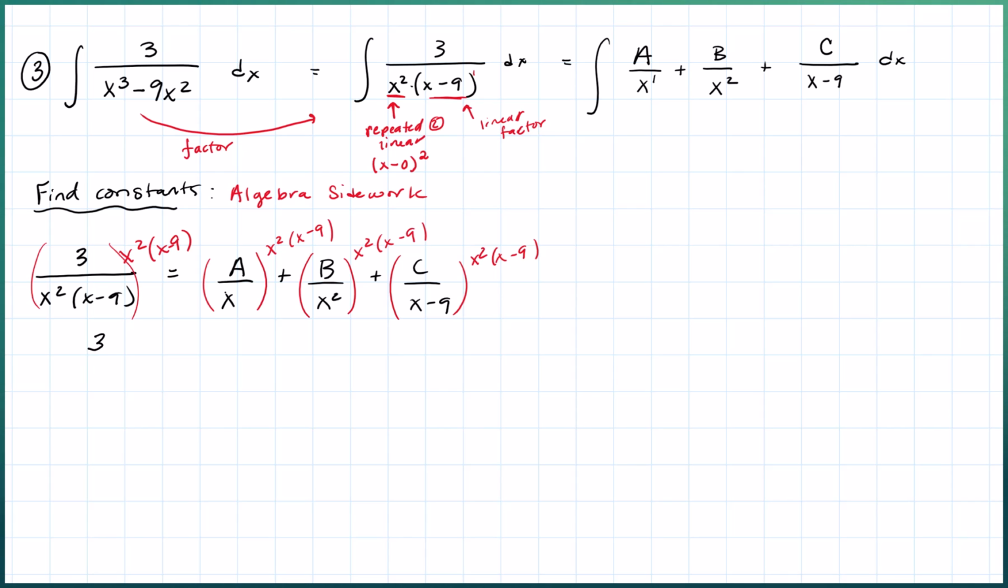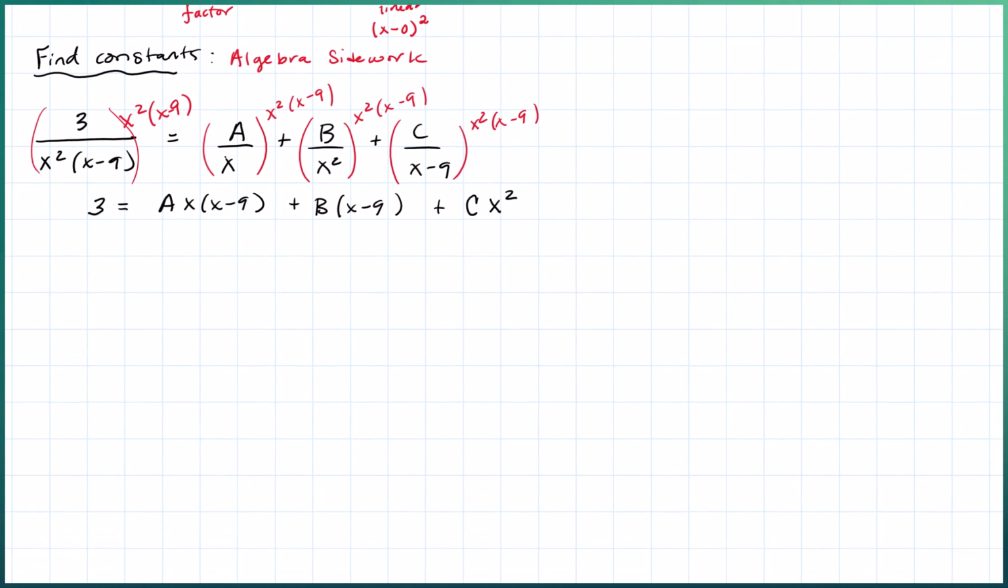So this becomes 3 over, one of the x's will cancel here, so I'll have a times x minus 9. Both of the x's will cancel here, so the x squareds will cancel, and we'll have just b times x minus 9. And over here, the x minus 9 will cancel, and we'll have c times x squared. Now, I'm going to go ahead and work down this column and equate coefficients on both sides. There's also the strategic picking of x's that we can illustrate as well with this example.